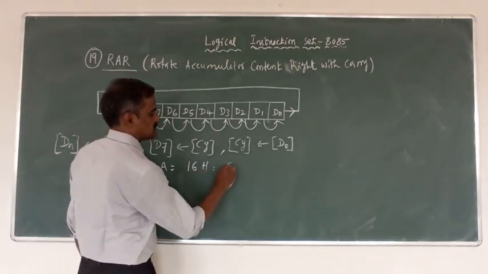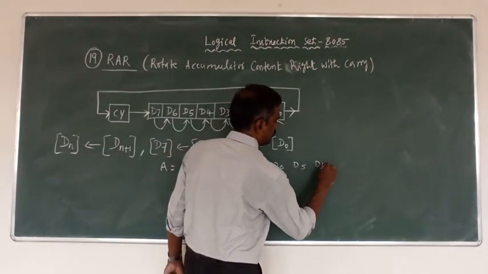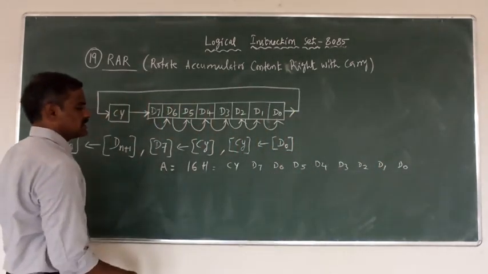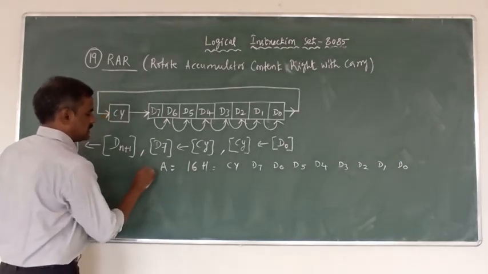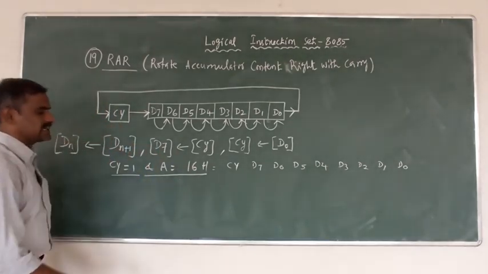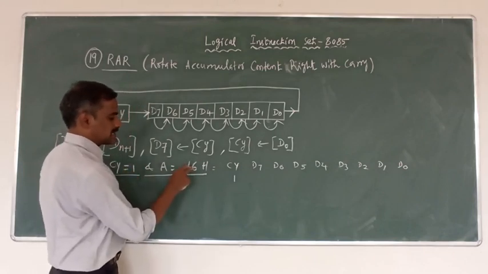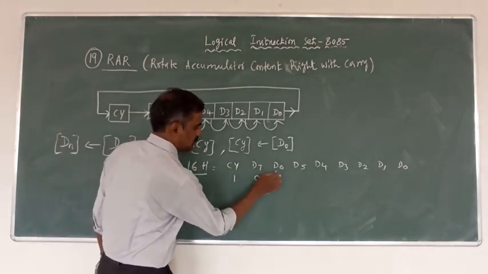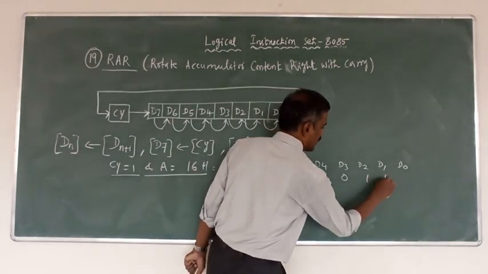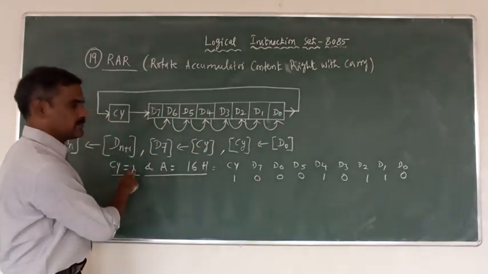Here 16H means this is for CY carry, D7, D6, D5, D4, D3, D2, D1, D0. Okay, 16 and carry equal to 1. Carry 1 and accumulator content 16. Now to initialize the data, carry 1, accumulator 16. 16 is 1, 1, 0, 0, 0, 1. 6 means 0, 1, 1, 0. This is for 6 and this is for 1 and carry will be 1.